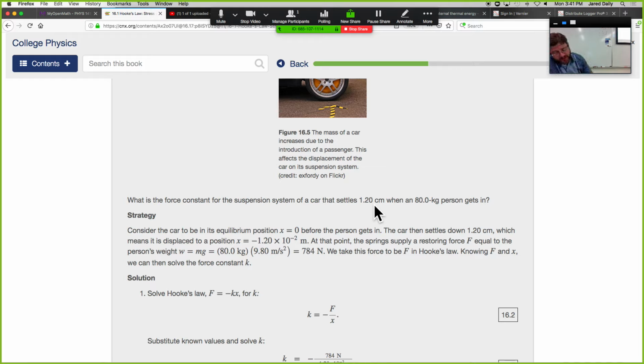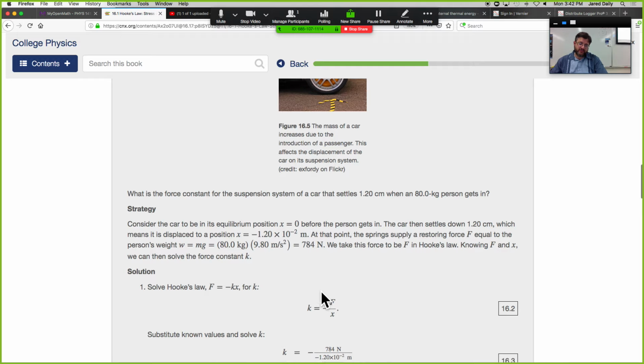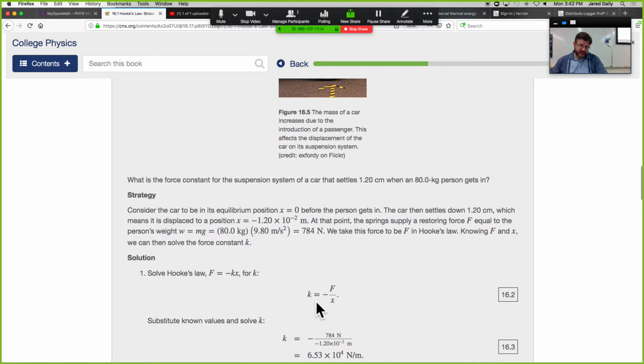Well, spring constant tells you how hard it is to stretch something or squish something. And it's this law, F equals negative kx, where k is the thing we're looking for. X is the distance we compress, which is the 1.2 centimeters. And F is the amount of force applied. Well, we know the weight of the person, so that's going to be the force applied. We know the mass of the person, and we multiply by g to get the weight of the person.